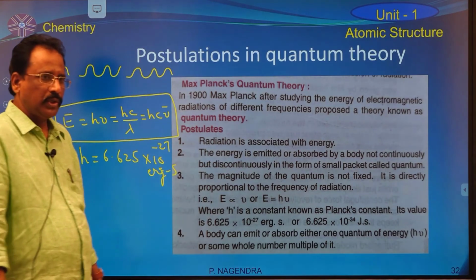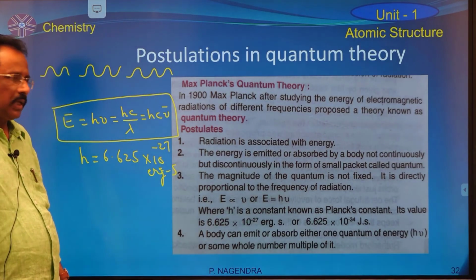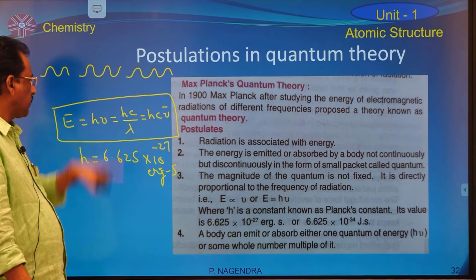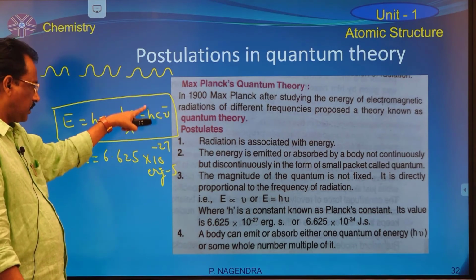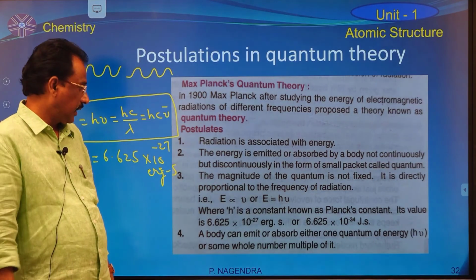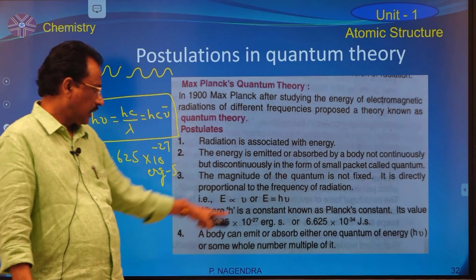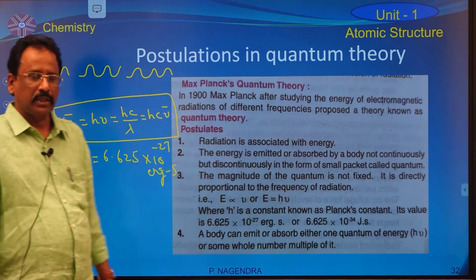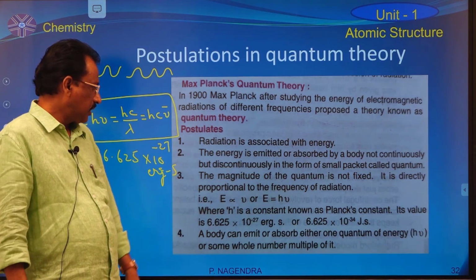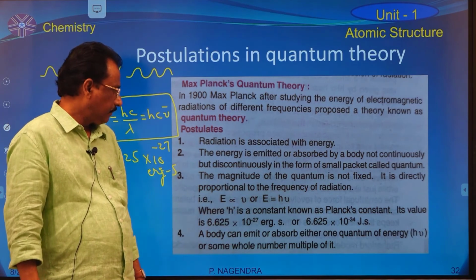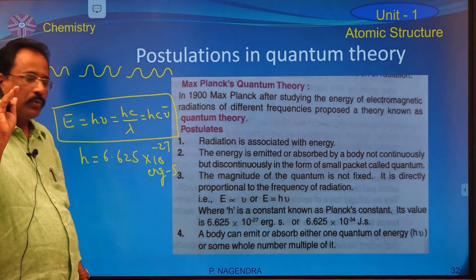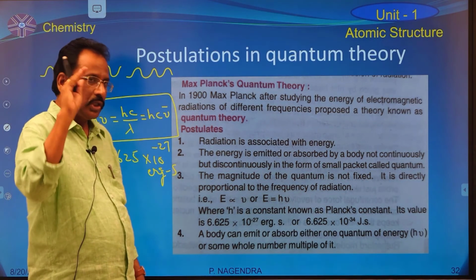So it is possible to calculate the energy of the quantum according to this theory. E is equal to h nu, or E is equal to hc by lambda, or E is equal to hc nu bar. h is known as Planck's constant. You should remember the Planck's constant value in the CGS system and the MKS system also. 10 power 7 ergs is equal to 1 joule. That's why 6.625 into 10 power minus 27 erg second is nothing but 6.625 into 10 power minus 34 joule second.